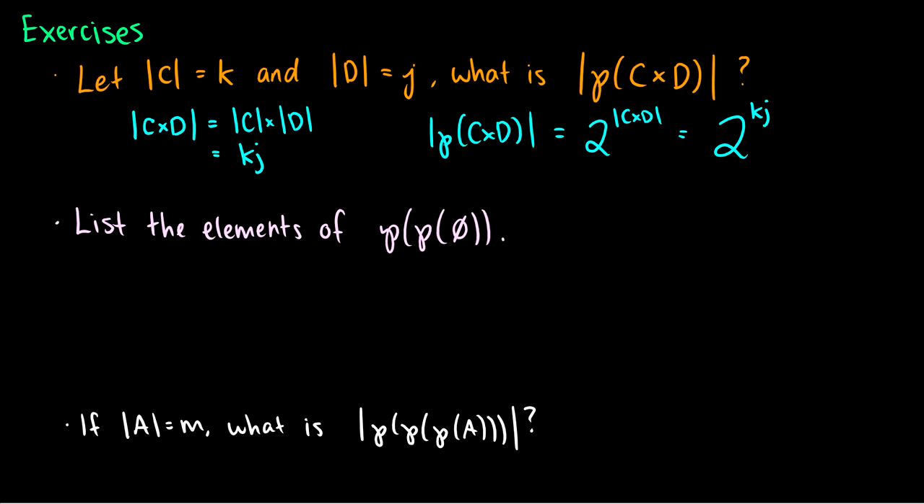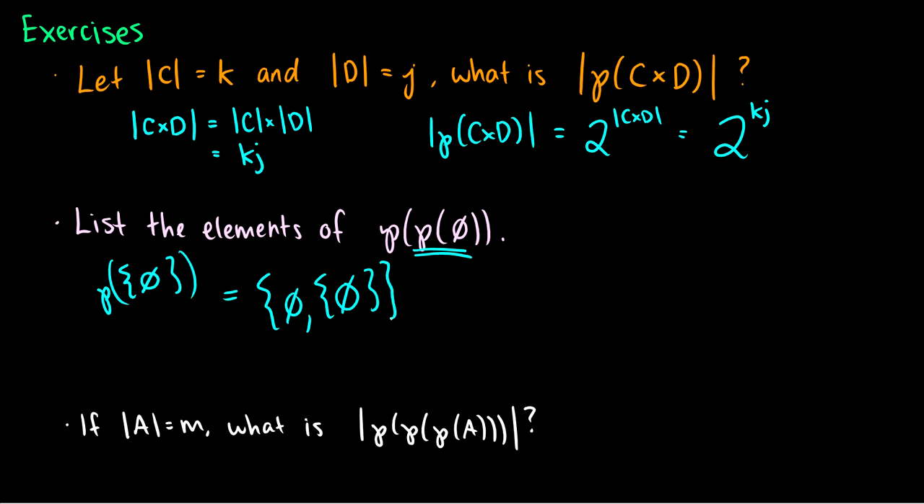The second one asks, list the elements of the power set of the power set of the empty set. Well, we do this step by step. So the power set of the empty set is just the set containing the empty set. So now we want the power set of the set containing the empty set. And again, we've done this before. This is just the set containing the empty set as well as the set containing the empty set. Okay, so we can take power sets of power sets. And once again, it becomes a pain really quickly to write out.